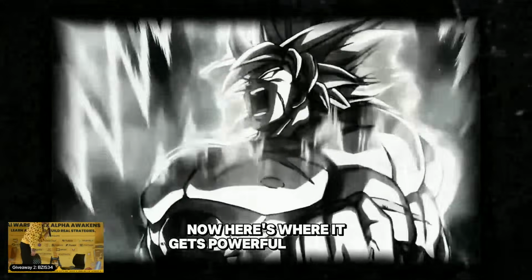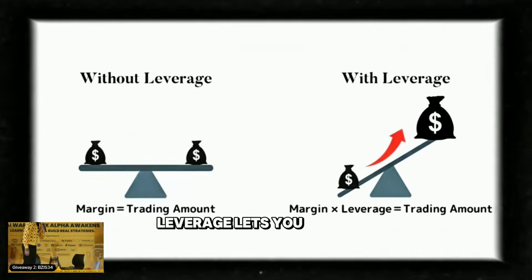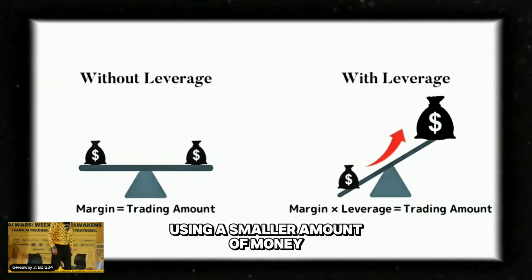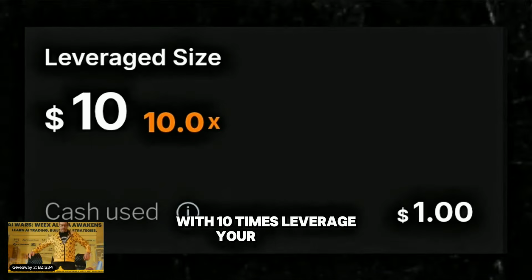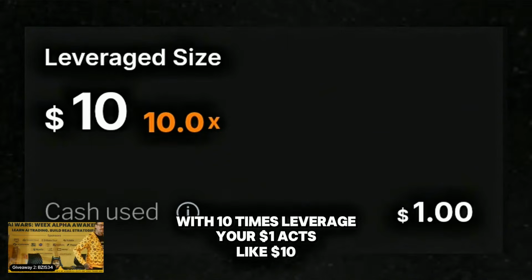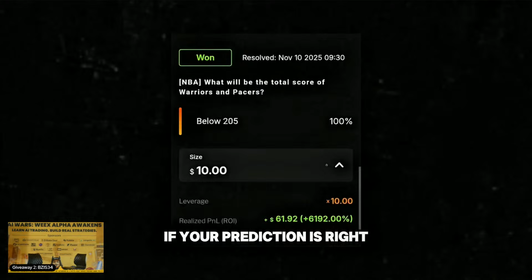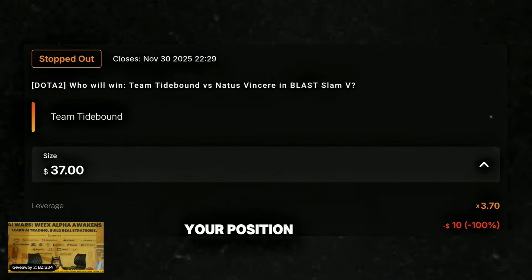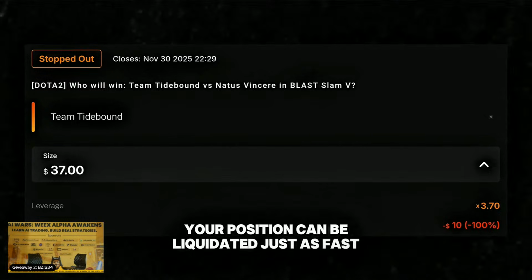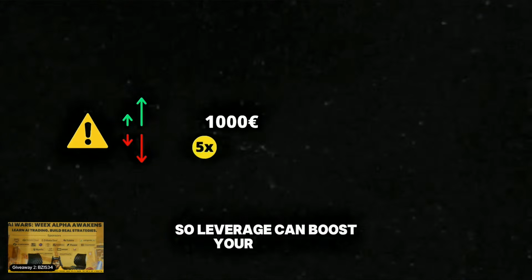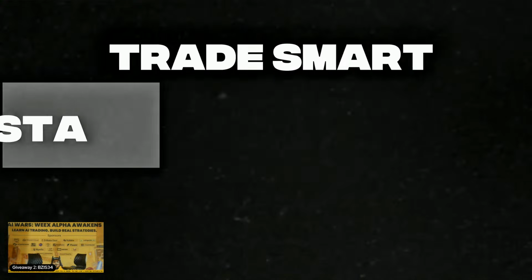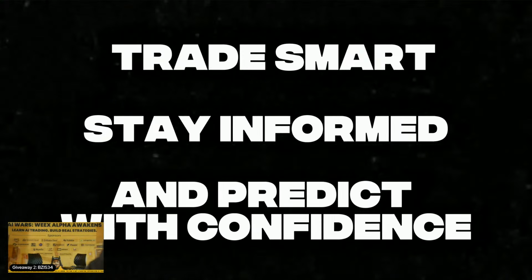Now here's where it gets powerful. Leverage. Leverage lets you increase the impact of your position. Using a smaller amount of money with 10 times leverage, your $1 acts like $10. If your prediction is right, your gains multiply, but if the market moves against you even slightly, your position can be liquidated just as fast. So leverage can boost your results, but it also raises your risk. So trade smart, stay informed, and predict with confidence.